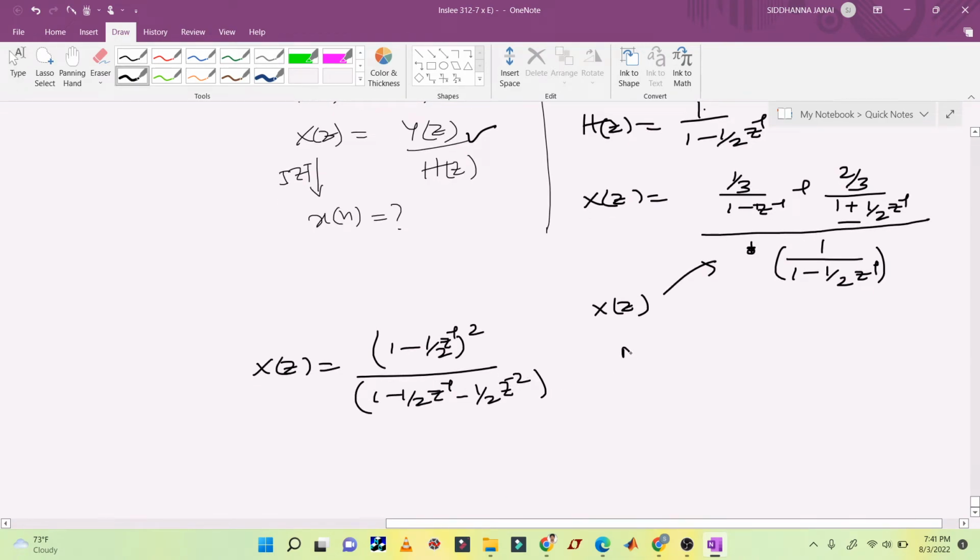Here you can see n is equal to m. n is the number of zeros. Z inverse square gives 2 zeros, and z inverse 1 and 2. Here 2 poles. There are n is equal to m.